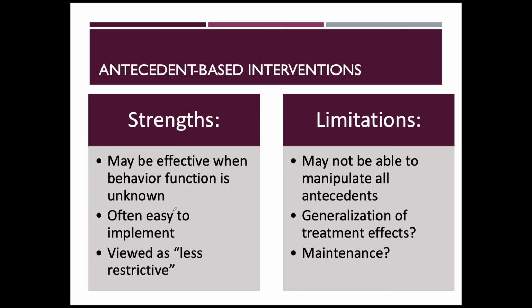But let's consider the antecedent-based interventions' strengths and limitations. Well, the strength is that these may be effective if you cannot identify the behavior function. So maybe you've run several functional analyses and the results are unclear, but you do know the conditions under which behavior occurs. So you can manipulate those antecedents. Probably the major strength here is most antecedent interventions are easy to implement, right? Because it doesn't always require a lot of monitoring of the individual. And they're viewed as less restrictive.